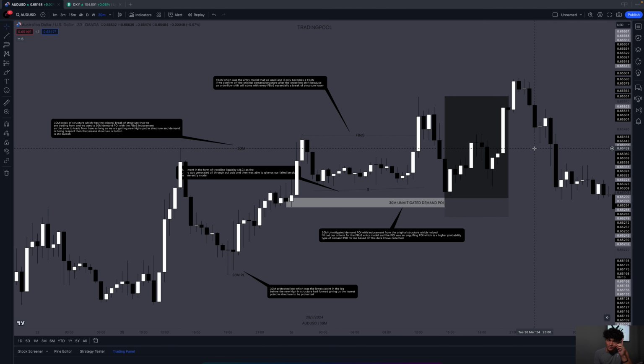But I was able to create an entry model based around it. Obviously it's not going to come most of the time. Most of the time I get my regular continuation model, but with this, a fail break structure, we're able to spot it and we're able to take advantage of it. So that's pretty much all it is. Have your structure marked out. Always mark out your structure. And obviously when price does this, mark out demand zones that meet your criteria. That's the thing. I mark out zones that meet my criteria. And if they don't meet my criteria, then I just leave it.